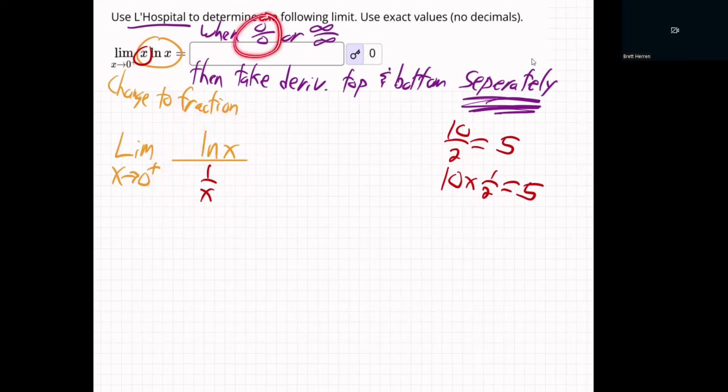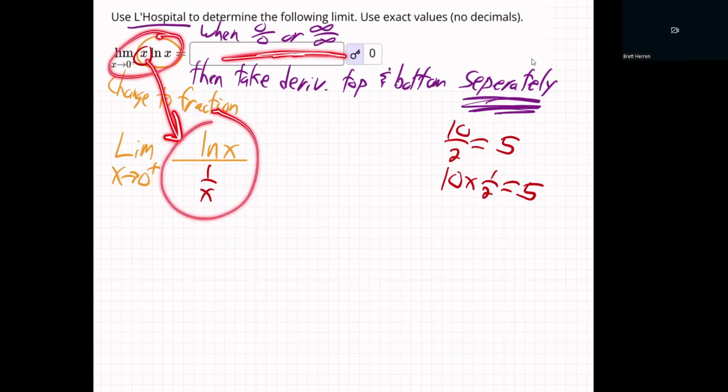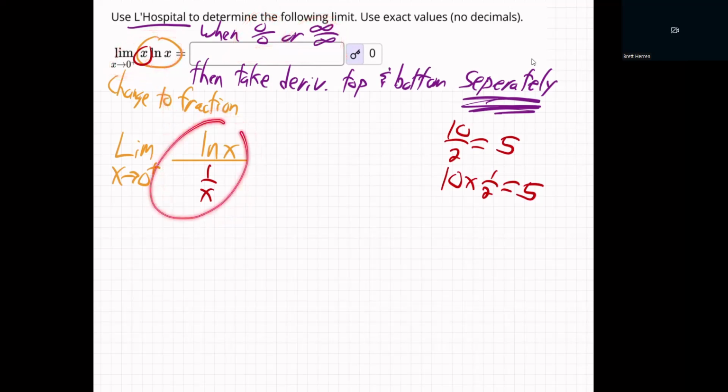That's so much of what we do in math and science. Somebody gives us a rule like L'Hopital's rule, and then they give us something to solve, and we got to give it a new look so it looks like what our rule says it's got to look like, and that is it's got to be a fraction. So I made it look like a fraction without changing the value.